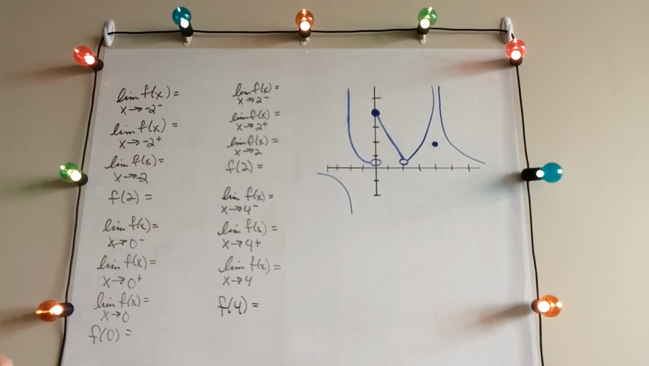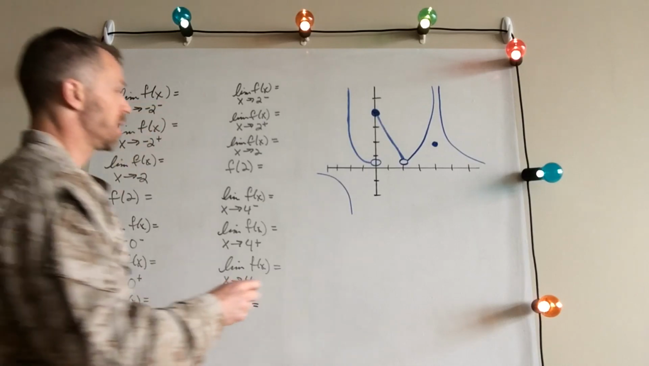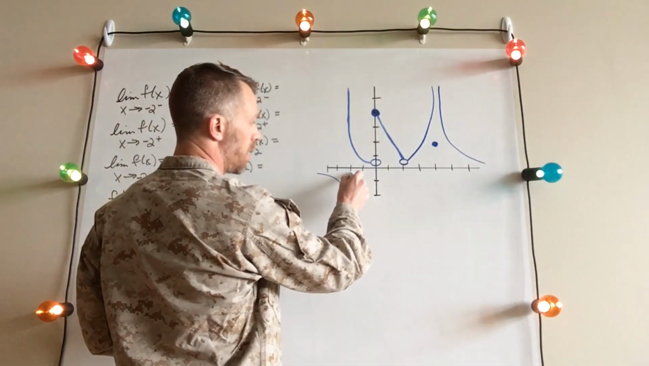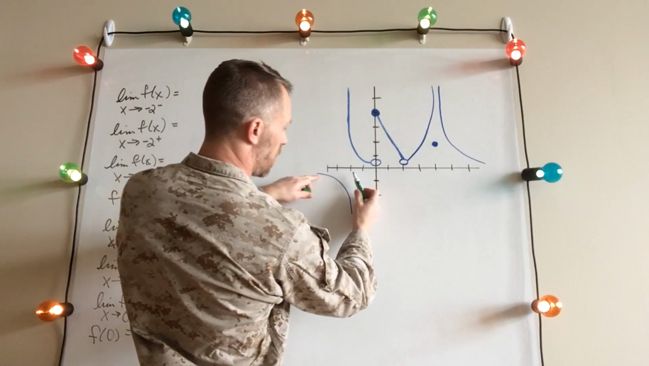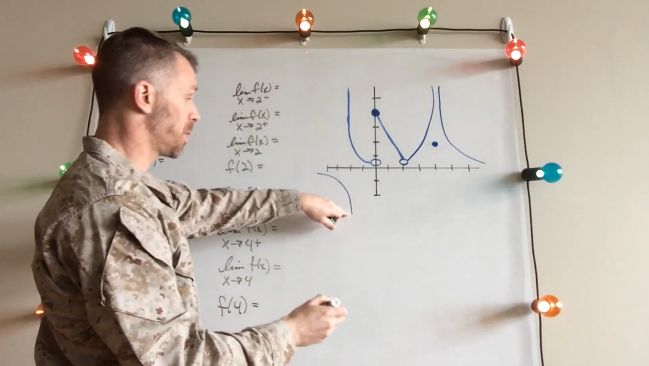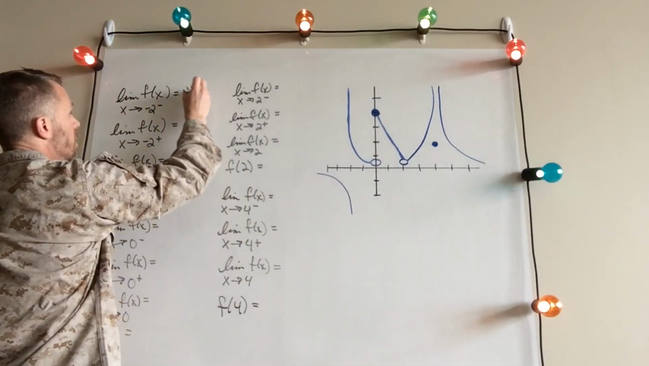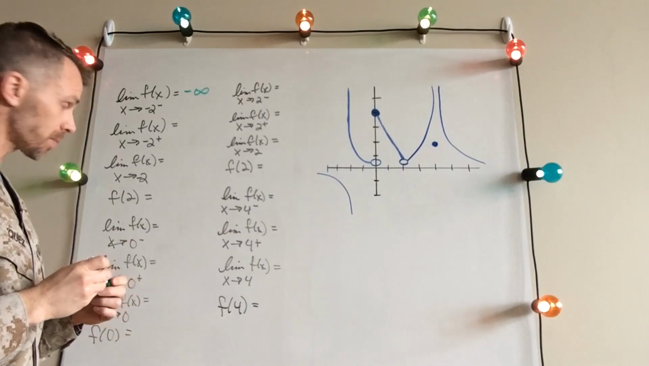So we're going first from -2. The limit of the function as x goes to -2 from the left. So here's -2. As we get close to -2 from the left, this graph is going down. It's not going to stop going down, so that limit is going to be -infinity.